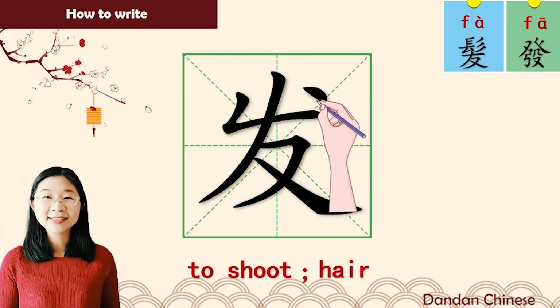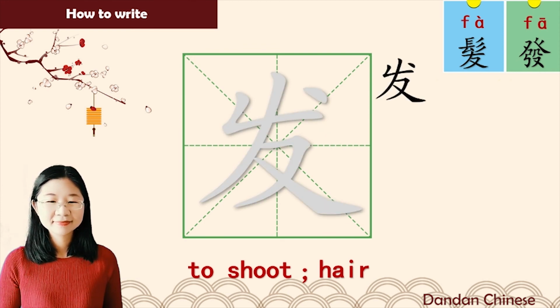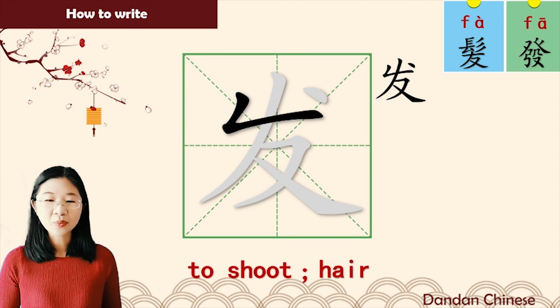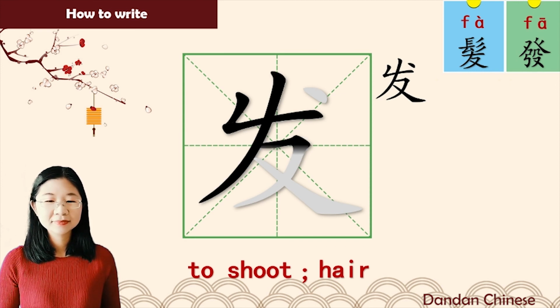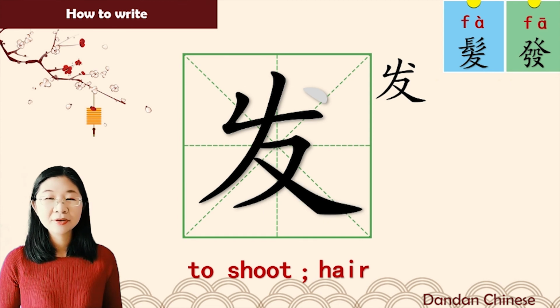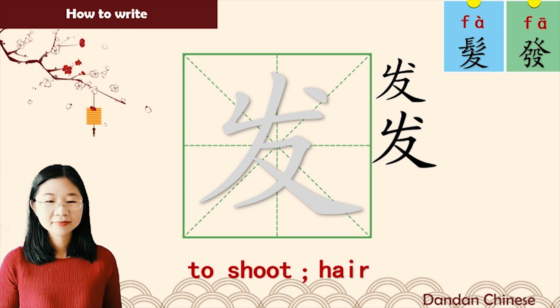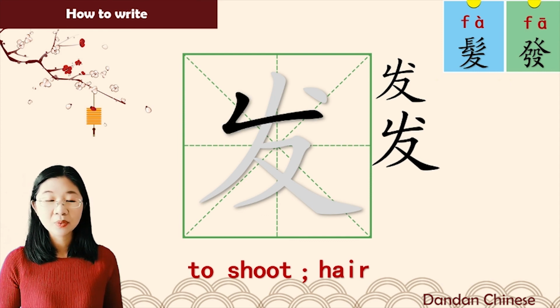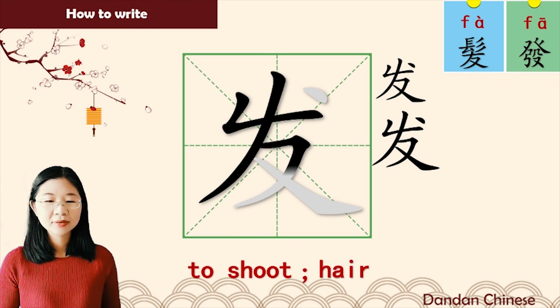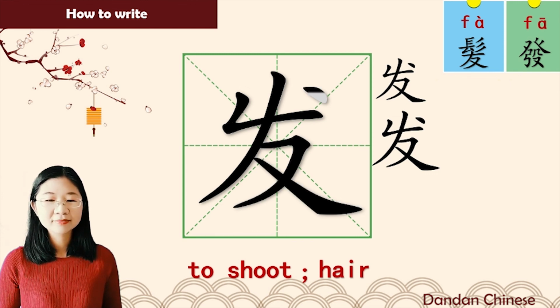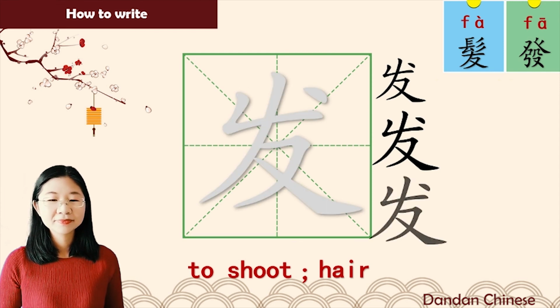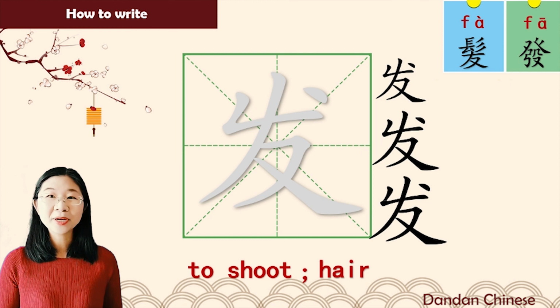Now let's write it again. 1, 2, 3, 4, 5. Okay, the last time. 1, 2, 3, 4, 5. Now I think you can write it all by yourself, so you can practice it after our class.